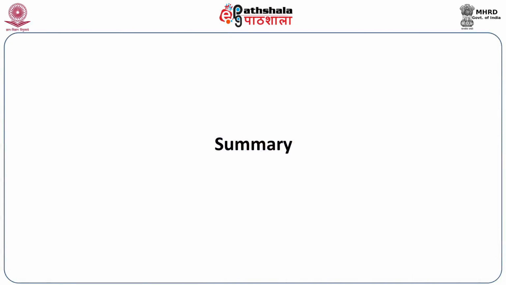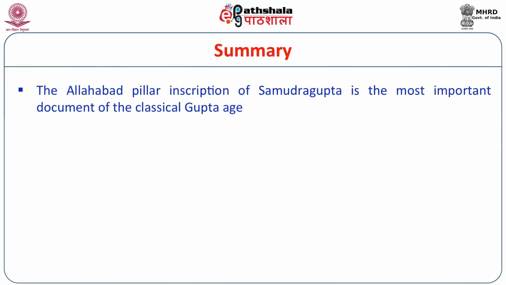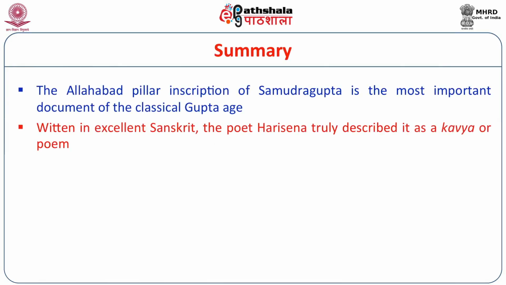Now we shall come to the summary of the model. The Allahabad pillar inscription of Samudragupta is the most important document of the classical Gupta age. It is written in excellent Sanskrit, as we have discussed, and it was written by the poet Harisena, who truly described it as a kavya or poem. This inscription is written in both verse and prose.